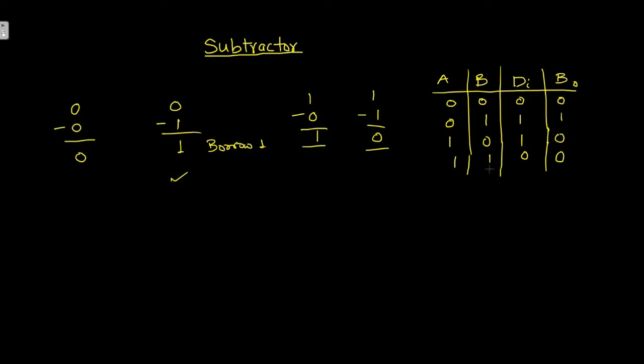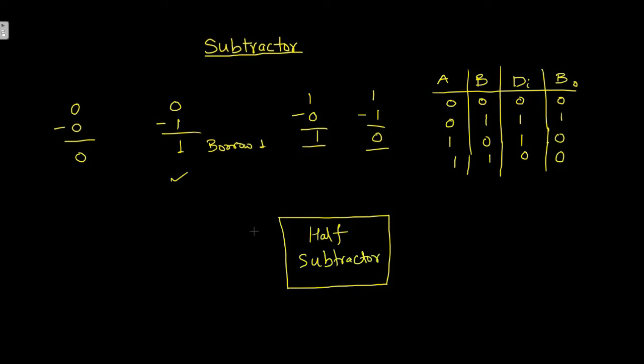So this is a simple truth table, and in block diagram we can draw it as this half subtractor. A, B are inputs, and the outputs are difference and borrow.